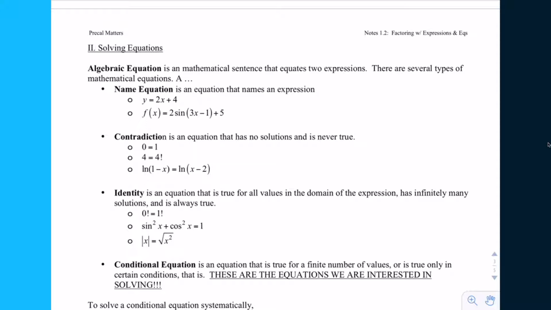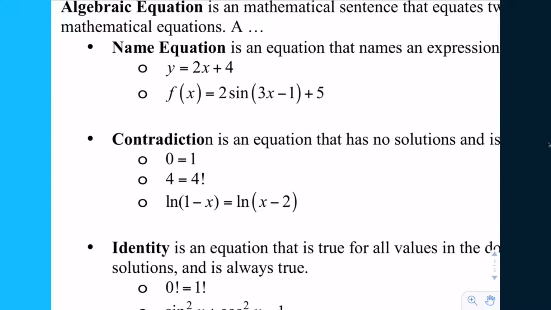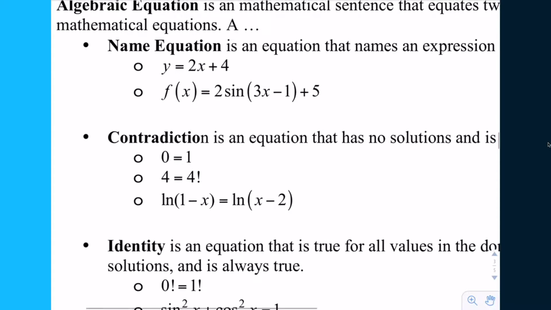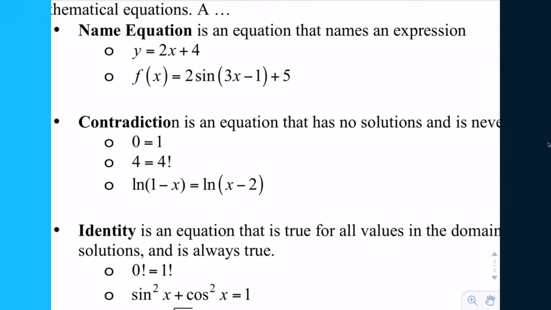Now there are several different types of equations, so let's just quickly go through them, and then we're going to end with what's called a conditional equation, and that's the one we're interested in today. But while we're talking about equations, let's go through the gamut here. The first one that I call, for lack of a better name, is just the name equation. And all the name equation does is assign a convenient name to an expression.